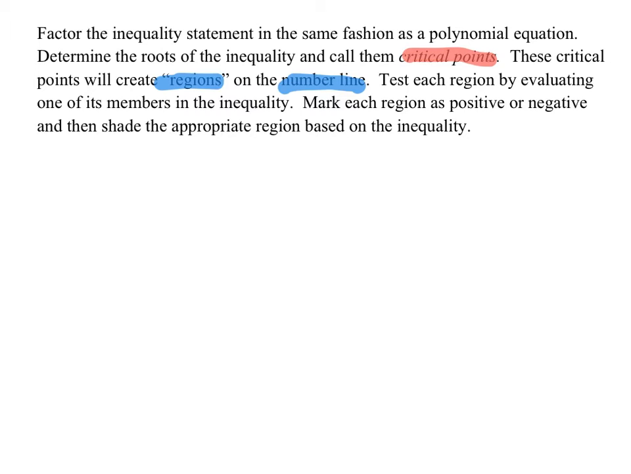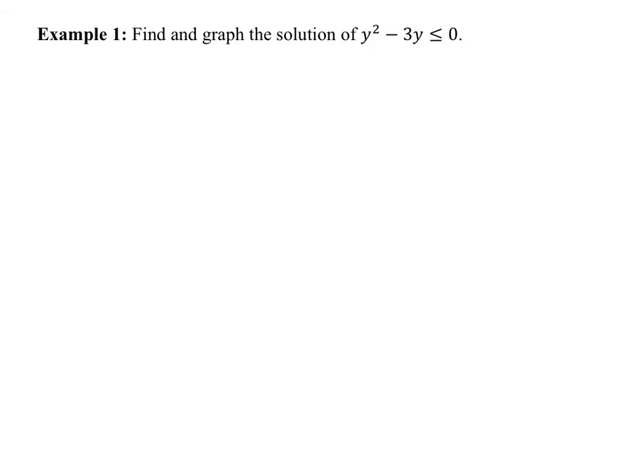We're going to test those regions with points, similar to the way we tested when we solved inequalities graphically, and then mark each region as positive or negative. So it seems like a lot of steps right here, but let me run through an example with you using these steps, and you'll see that it's actually pretty straightforward. So let's take a look at this first example here.